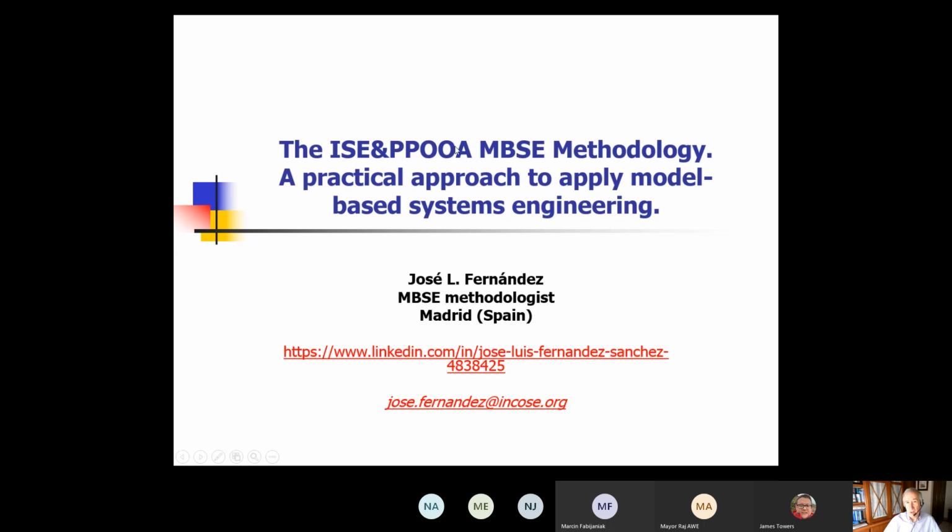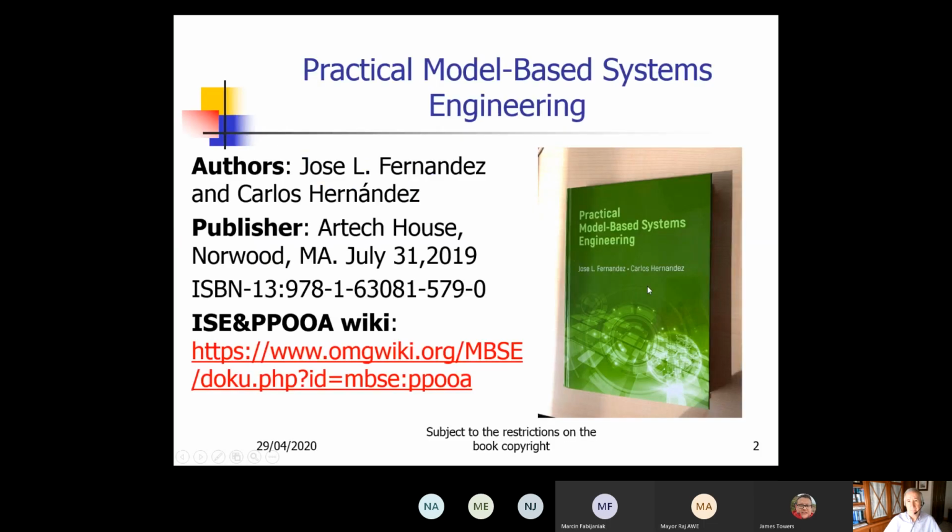This method is the result of more than 20 years of research in methods and tools. Part of this method is described in a recent book published in the US and UK by Architect House. This is the book. The things I will explain today are in the book, and the examples also are in the book.